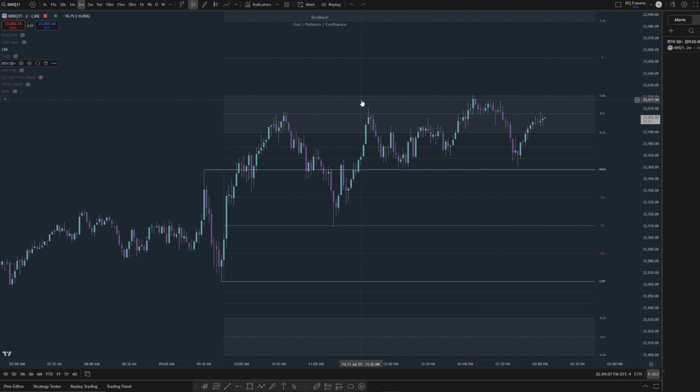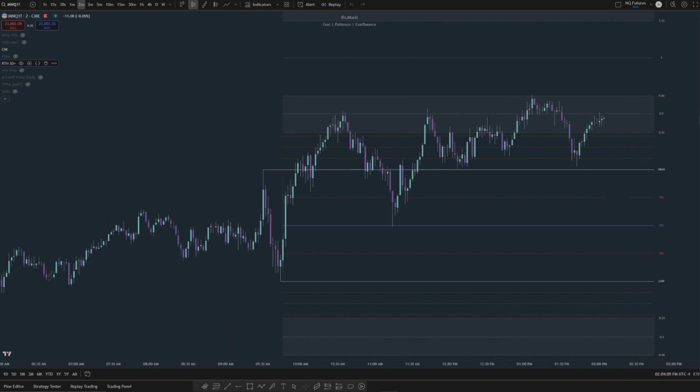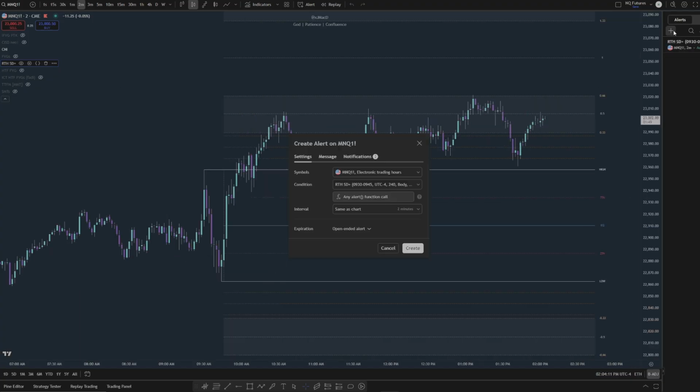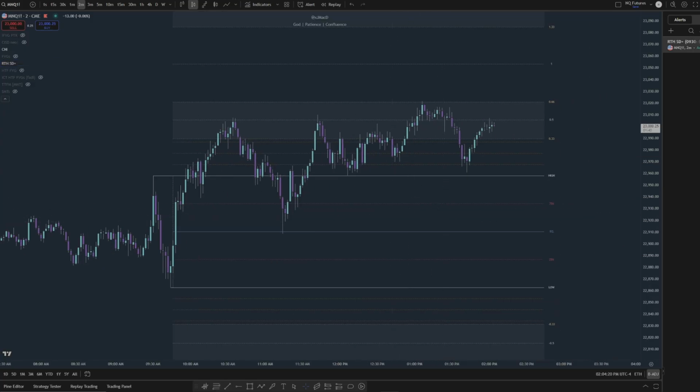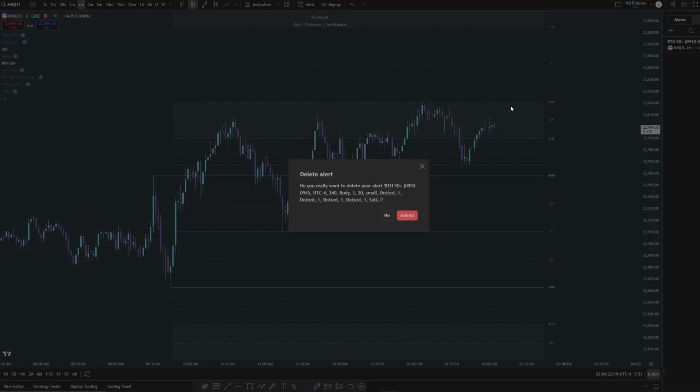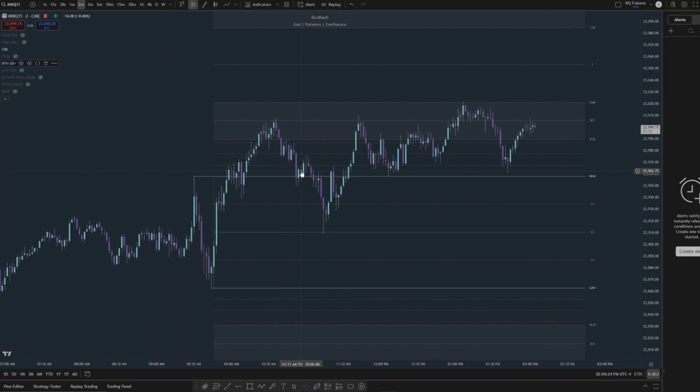Alternatively, you can also go over to this alarm bell and then just click the plus button and then add it the same way. And then just make sure it's open ended so that way it doesn't cancel out or anything like that. But that is the idea behind it. But yeah, that's pretty much all I got for the standard deviation indicator.